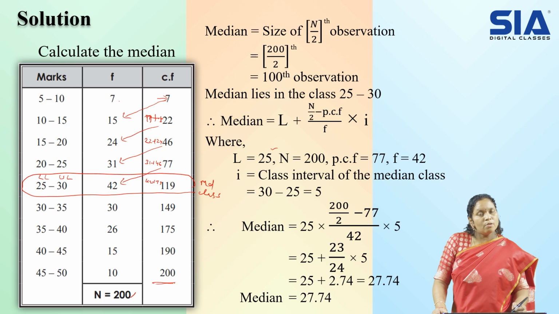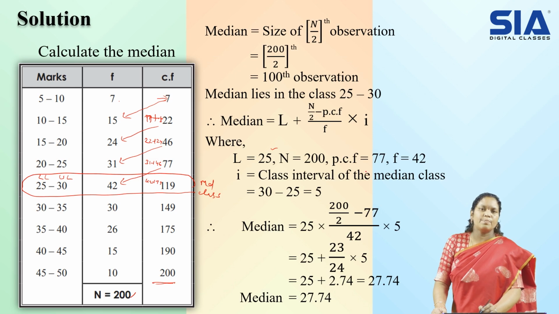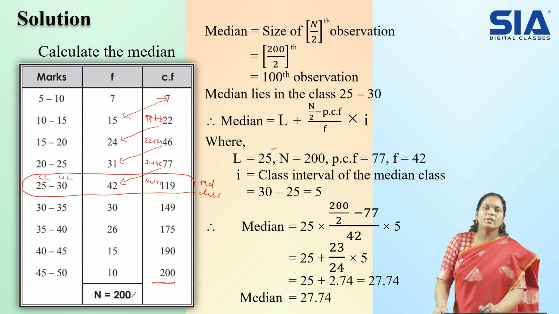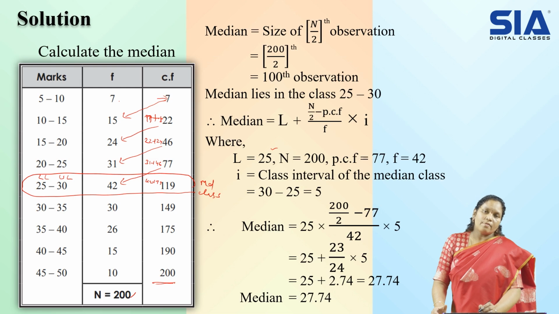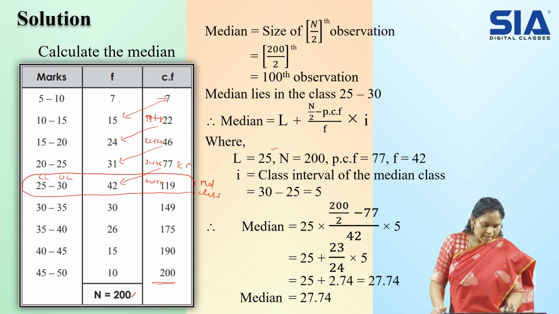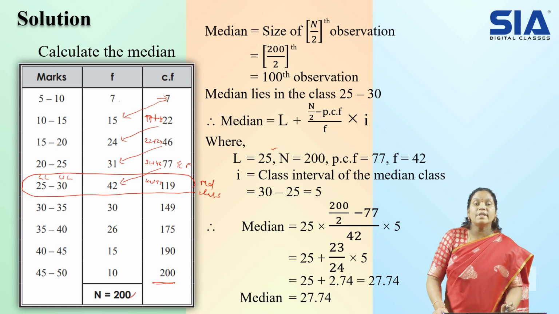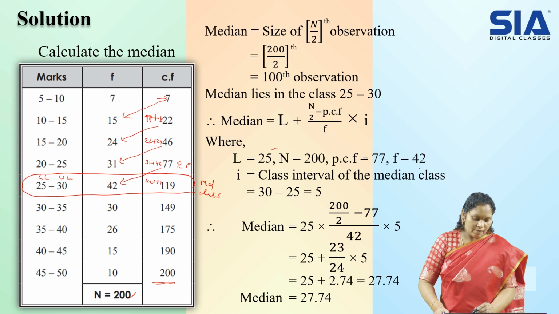Next, n we already know. For the total of frequency, 200, carry that 200 again here. PCF, preceding cumulative frequency, we just discussed, right? PCF is nothing but the value before it in the cumulative frequencies. That before value of the median class, we call the preceding value. So that becomes your PCF, the preceding cumulative frequency. So that also we got: that is 77. Above the class 119 you have 77. So 77 is PCF.